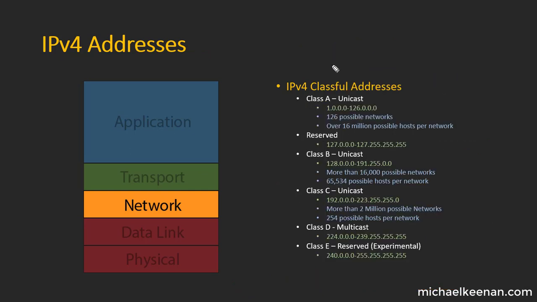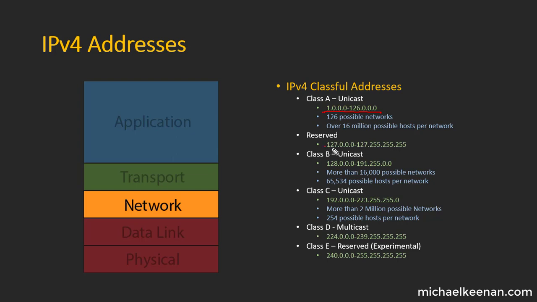So here we are at the dreaded IPv4 classful addresses slide. Now there's no real easy way to do this, it's just straight memorization. You're just going to have to memorize each one of these if you want to pass the CCNA certification. So Class A is 1 through 126 for the first octet, and any number that falls within that range is a Class A unicast address.